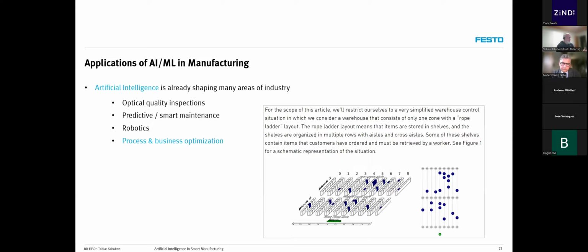Of course, process and business optimization. Here's, maybe a funny example, but I like it. It's from an online shop in Germany, Zalando. They have a logistics warehouse where they have all their products that can be ordered by customers. And then they analyze the orders by the customers just to get to know which parts are typically ordered together. So maybe shoes and trousers or whatever.